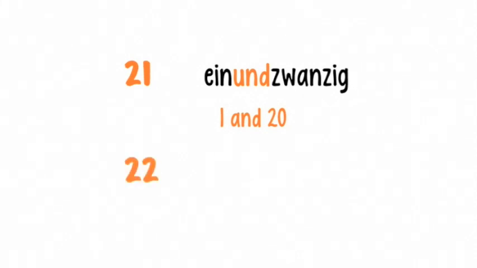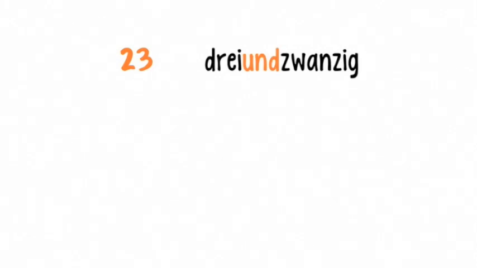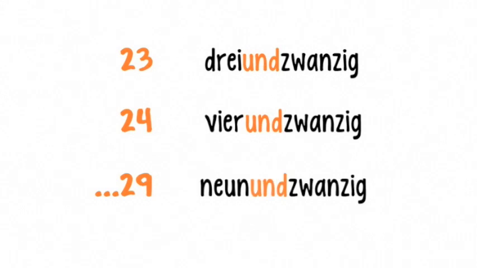22 in German is 22. 23. 24. And so on until 29. 23, 24, 29.